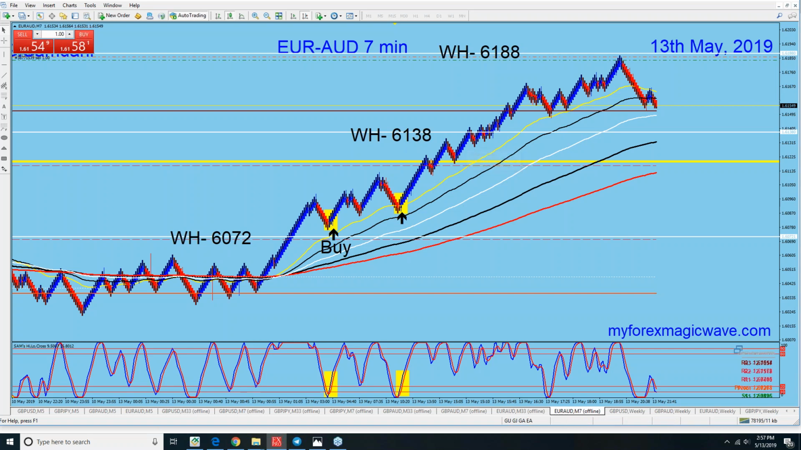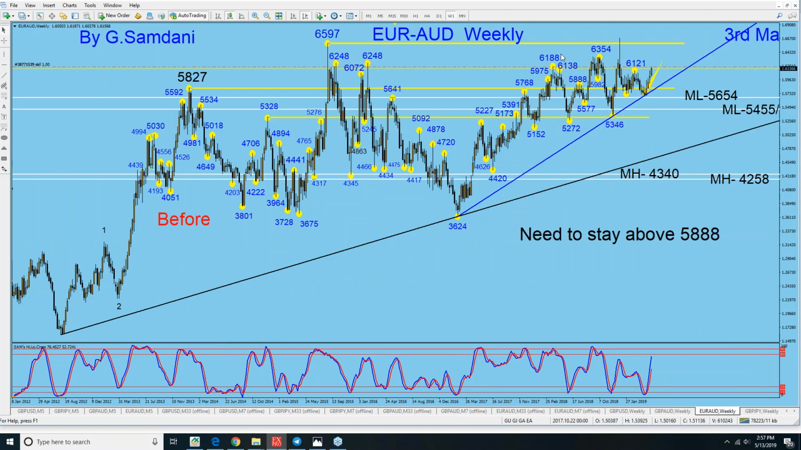Exactly. Let me show you where these numbers are, if you are interested in these. See, 61.88 and 61.38 and 60.72. This is my weekly chart. And these are the numbers. 61.88 is this high. We're just coming below this number, right? And 61.38 is this high, a little high here. And 60.72 is this one. So these are the numbers that you see on my chart.